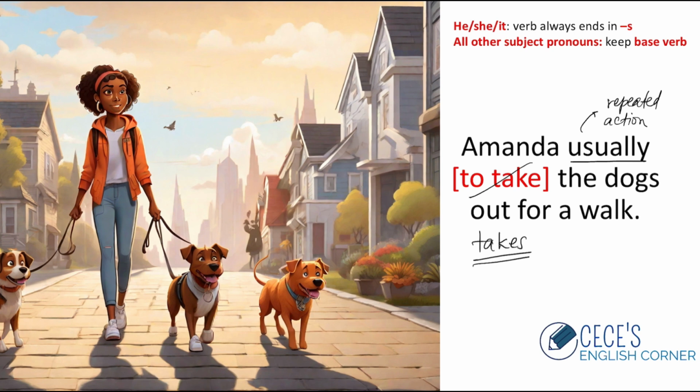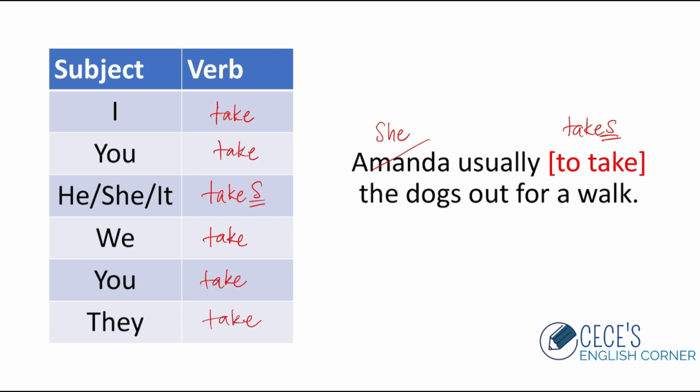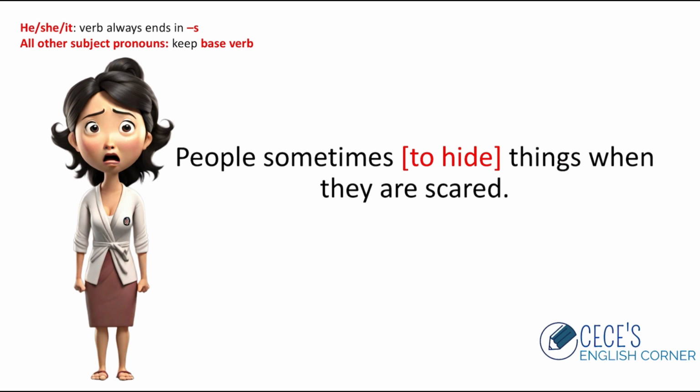If we go back to our table, we can replace Amanda with she. As we know, for the simple present tense, the verb ends in s, so take becomes takes. Amanda usually takes the dogs out for a walk. Next question. People sometimes to hide things when they are scared. The correct answer is people sometimes hide things when they are scared.